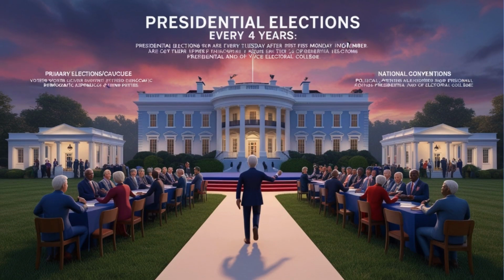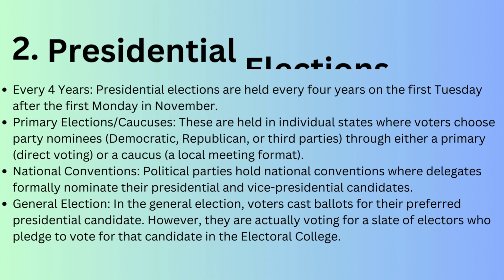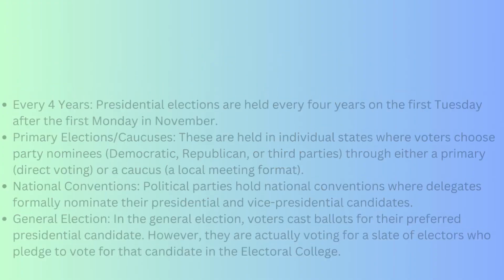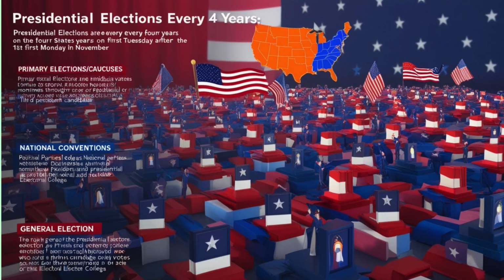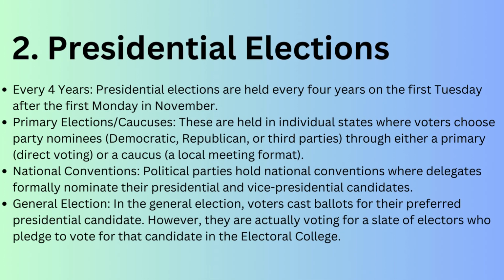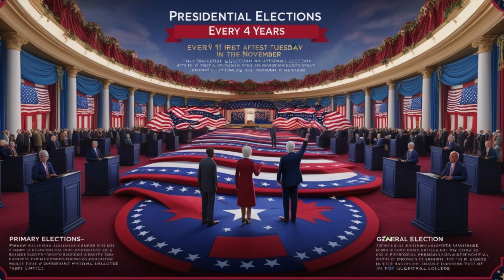Presidential elections every 4 years. Presidential elections are held every 4 years on the first Tuesday after the first Monday in November. Primary elections/caucuses. These are held in individual states where voters choose party nominees, Democratic, Republican, or third parties through either a primary direct voting or a caucus, a local meeting format.